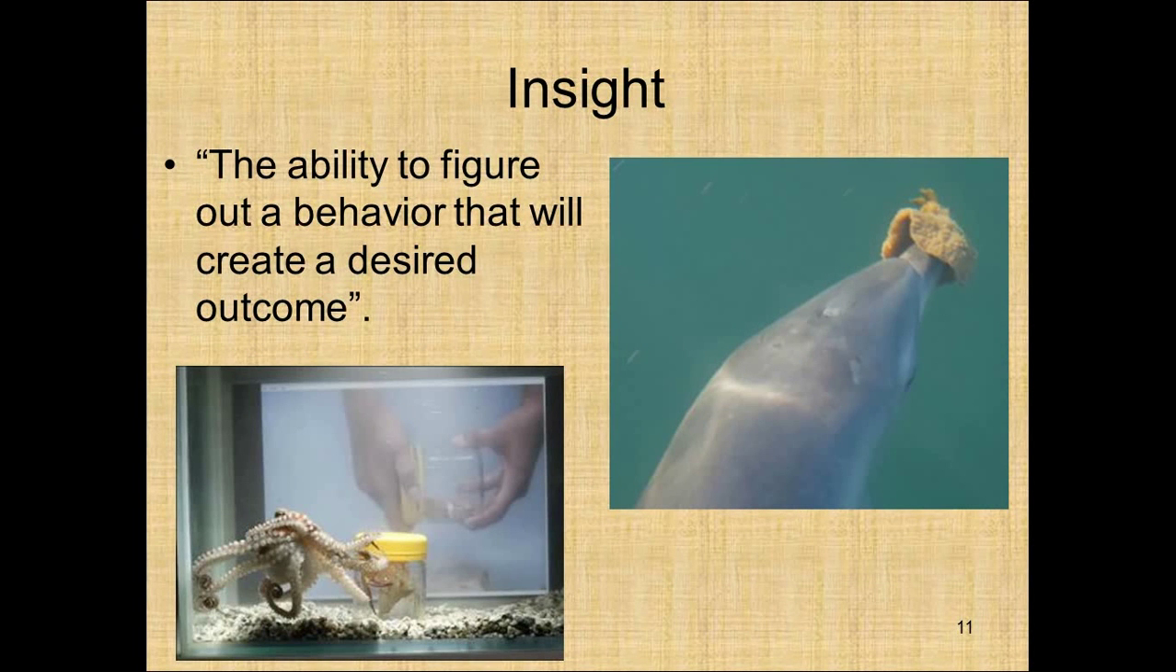The idea of insight learning or problem solving is not accepted by all biologists. Those organisms that are believed to show insight or problem solving are the higher order or the higher thinking animals such as chimps, octopus, and dolphins. In my picture, the octopus has been shown a problem. Food has been placed in a jar and the lid's been screwed on. The octopus have actually been able to figure out how to unscrew the jar to get at the food.